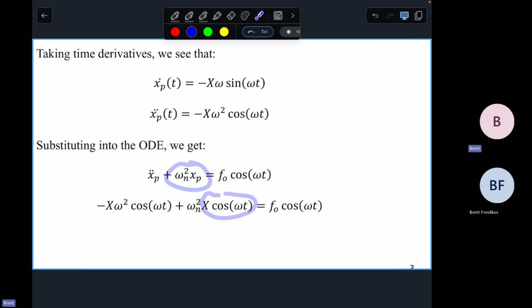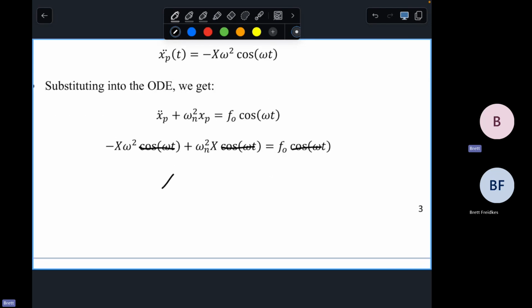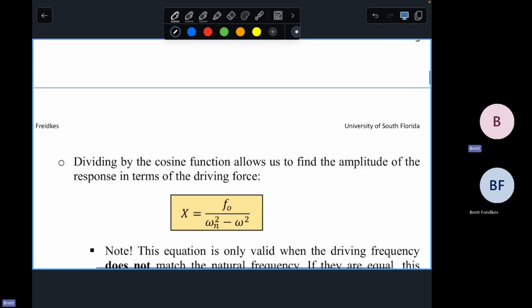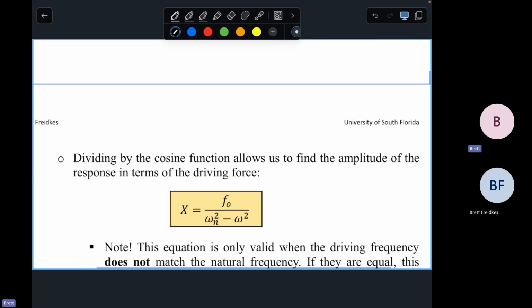Is that okay? What's nice and simple about this without the damper is that all these cosines can cancel. And then you can solve for x, because if I factor out an x, I'll get negative omega squared plus omega n squared is f naught. We see that? Factored out the x. Then I can divide by that, and we end up getting our amplitude, where we see that it depends on the force and the frequencies, omega n and omega. Is that okay? Doubts about this concept?